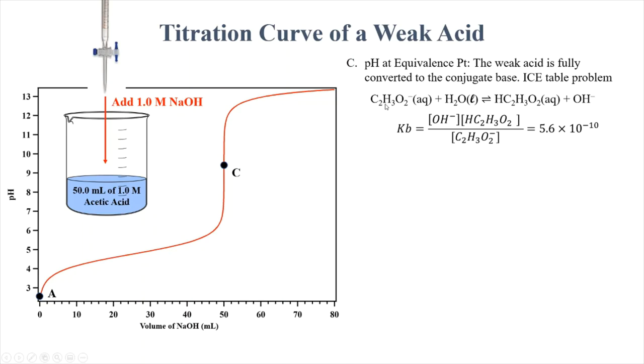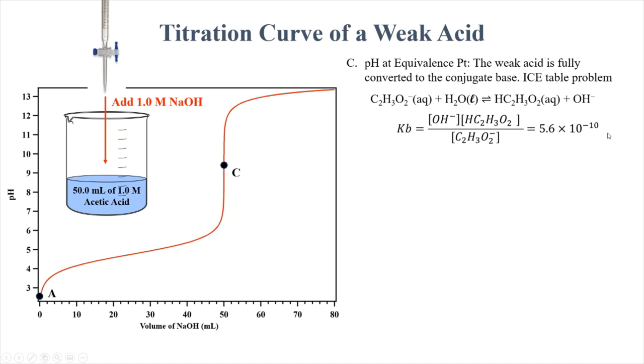So when you have this acetate in solution and there's some water around, it's going to go in the reverse direction of our original reaction, and it's going to take a proton from the water and make some OH minus. So this is the definition of a base, and we can write the KB equation for this, where we have OH minus times the HC2H3O2, which is the product, divided by the acetate anion, which is the reactant. Now, the question is how do we get the KB for this?